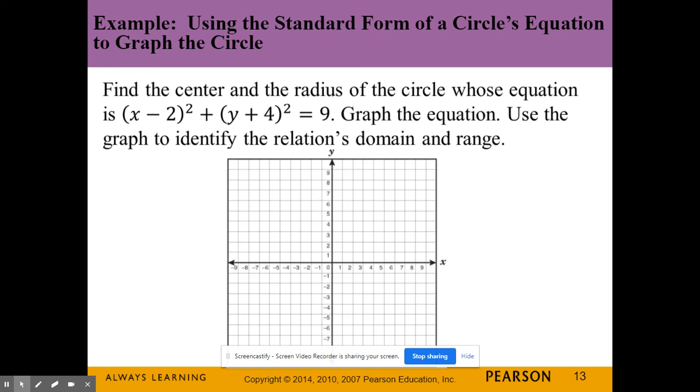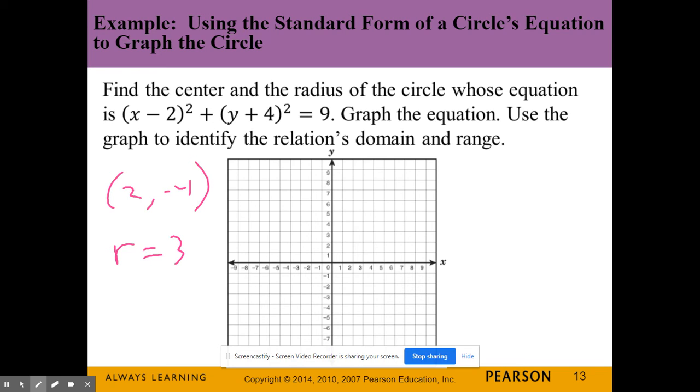All right, so we are going to graph this equation. Really all you need to know is the center and the radius, which you can get right from the equation. So the center is going to be at the ordered pair 2, negative 4, right? Because the formula would be minus h and then minus k. So that means h is positive 2, k is negative 4. And then the radius: that number is r squared, so r is the square root of that, which is 3.